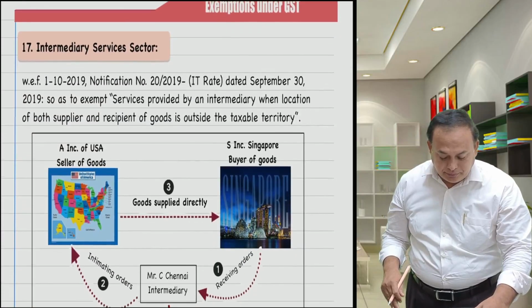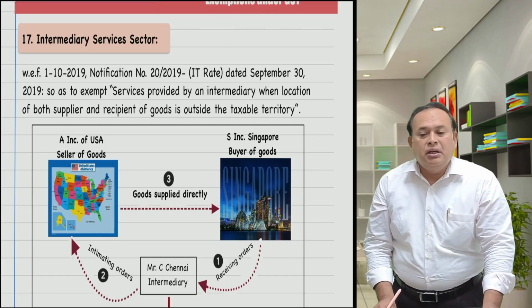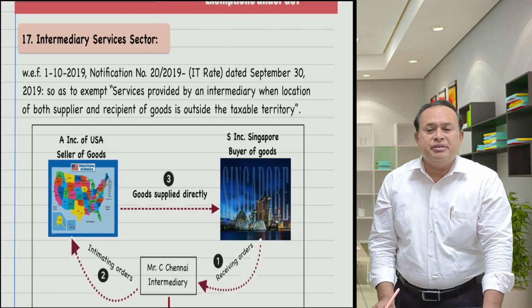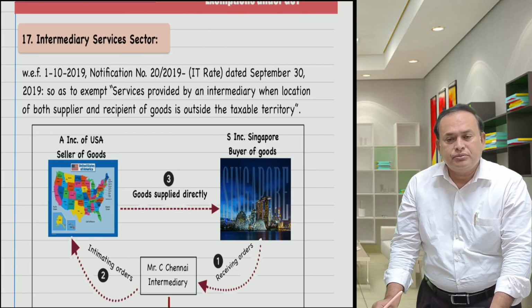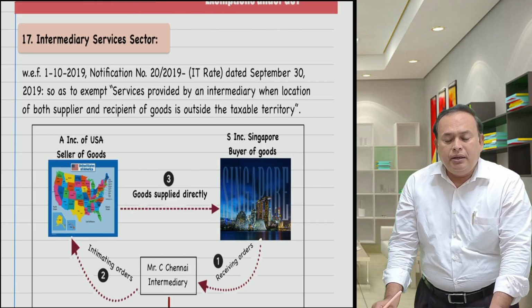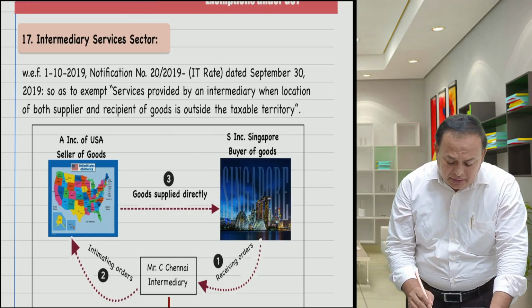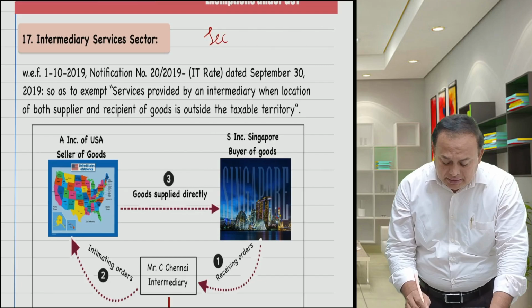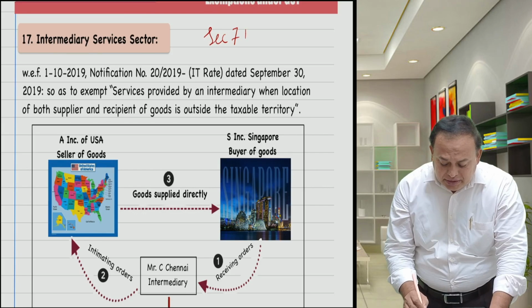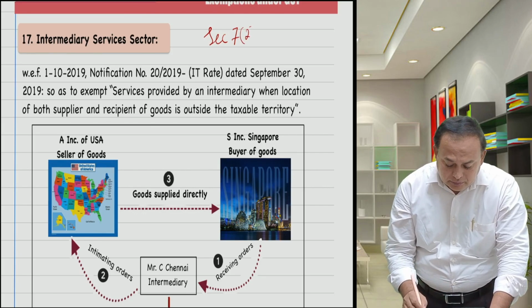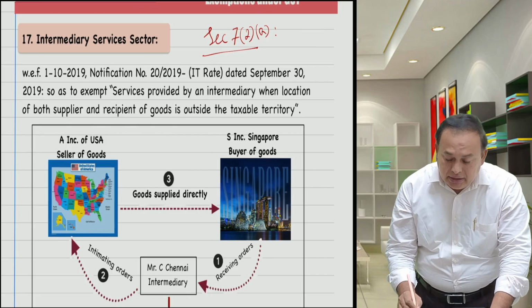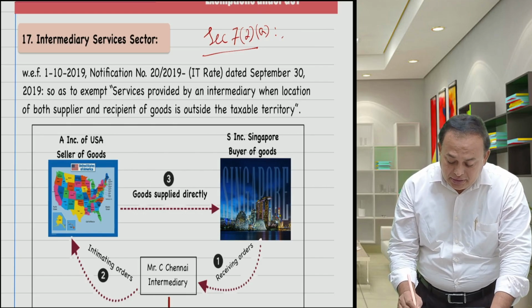Further, intermediary services. What do you mean by intermediary services? Simple to say, it can be compared with our Section 7, Subsection 2, Clause A, known as the negative list.